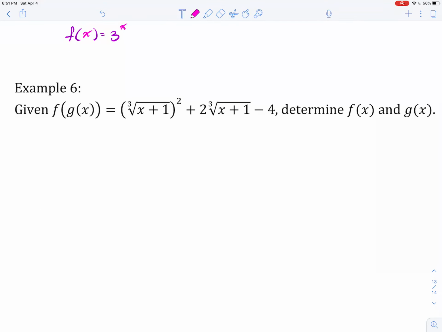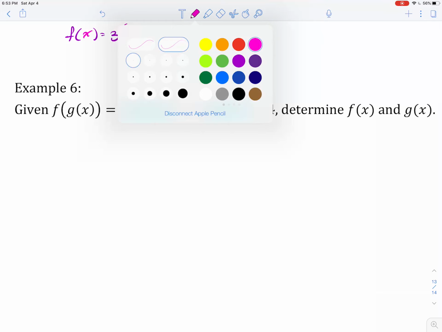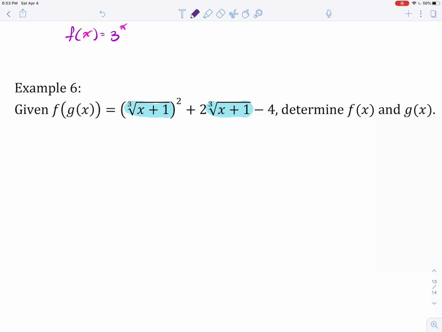And this last one, ew, it looks gross. But there's this thing that pops up multiple times, this cube root of x plus 1. Honestly, I just want to hide it. Let it remain unseen. I'll just let g of x be that thing.